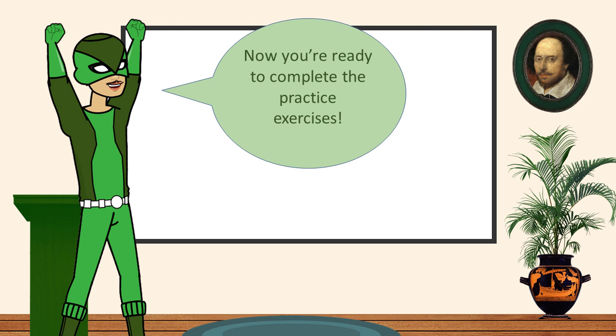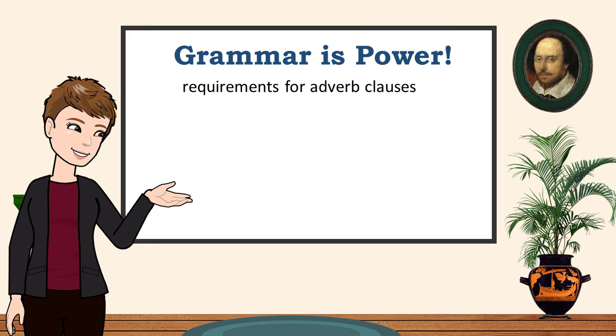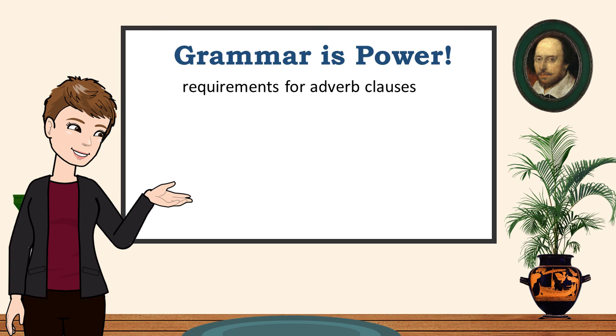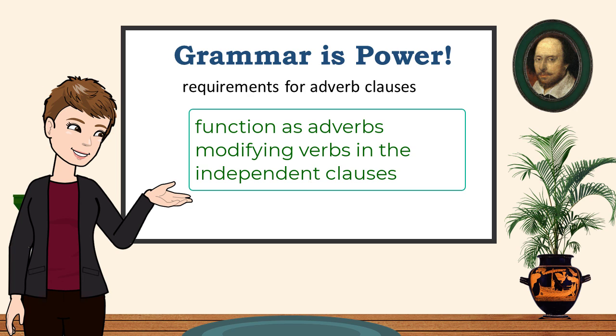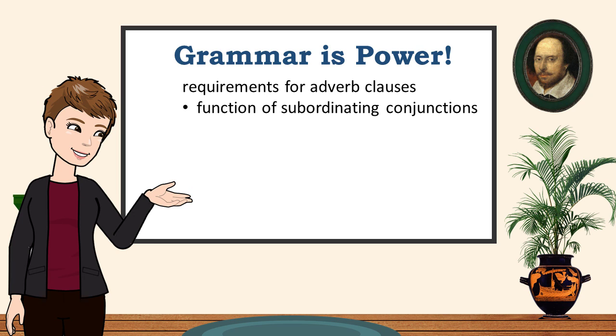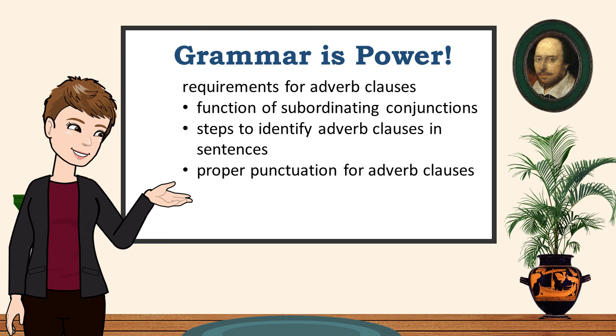Review any mistakes you made before you complete the exercises assigned by your teacher. In this video, you learned and/or reviewed the requirements for adverb clauses. Can you list them? Subject-verb combinations cannot stand alone as sentences. They function as adverbs modifying the verb in the independent clause, and they begin with subordinating conjunctions. The function of subordinating conjunctions. The steps to identify adverb clauses in sentences, and the proper punctuation for adverb clauses, depending on their location relative to the independent clause they modify.